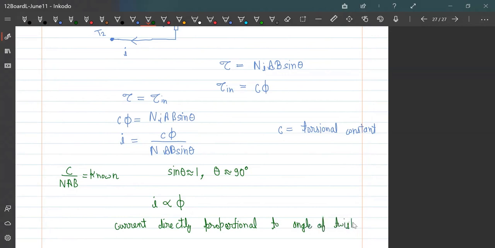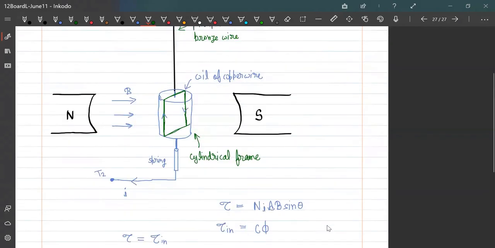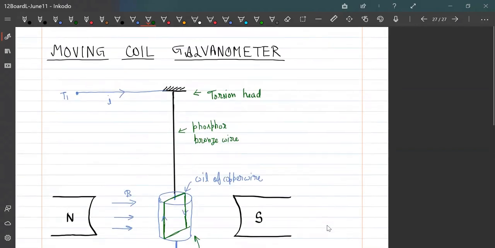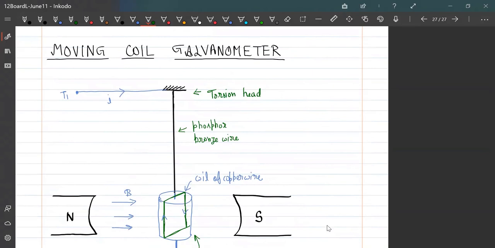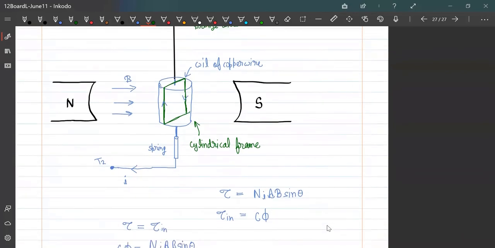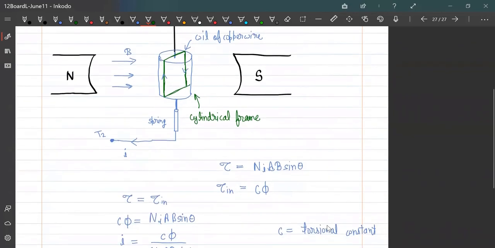And this is a very convenient method. Very convenient method. Because ye device bahut hi chote shape mein aa jata hai, chote size mein aa jata hai. And this device is called a galvanometer. So coil move kar raha hai, so moving coil galvanometer. So galvanometer is basically a device which detects current because a current carrying loop is placed inside a magnet.